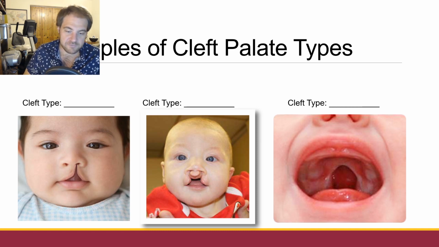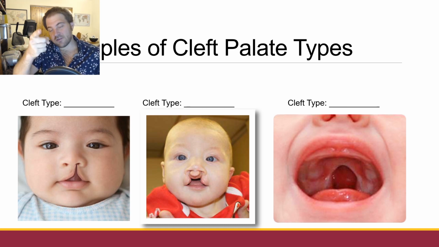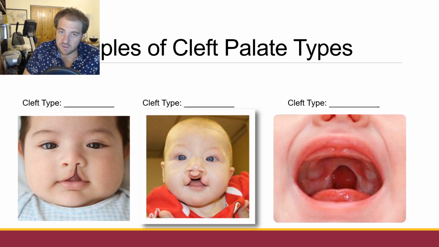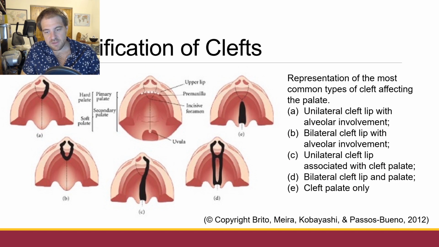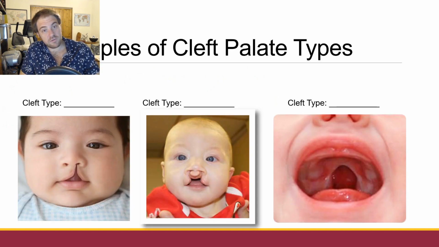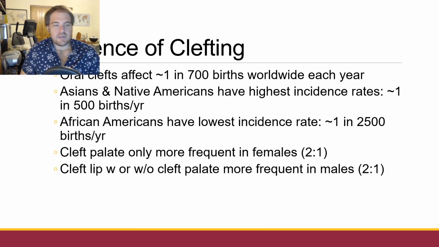What about the middle one? If you said bilateral cleft lip of some sort, you're correct. And what about this third one over here? Why don't you, for your word of the week, tell me what that third one is? Your choices are A, B, C, D, E, or submucosal cleft palate. It's one of those.